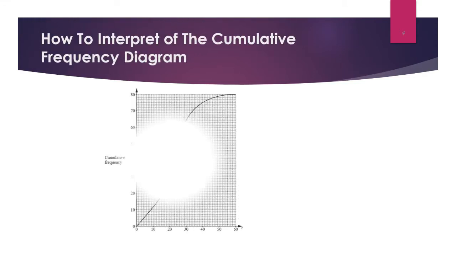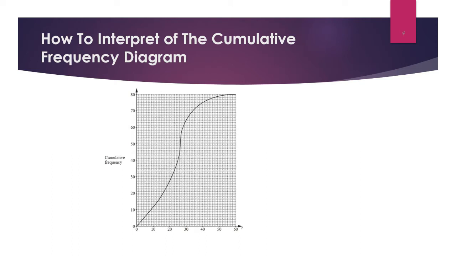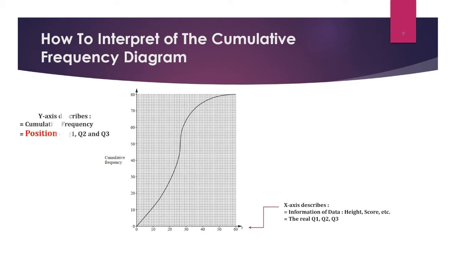For this topic, I want to emphasize how to interpret the cumulative frequency diagram. Look at the picture. The x-axis describes information of data: height, score, etc. The real Q1, Q2, and Q3 lie on the x-axis. But the y-axis describes cumulative frequency and the position of Q1, Q2, and Q3. I think the diagram is very clear. The cumulative frequency for the maximum is 80.